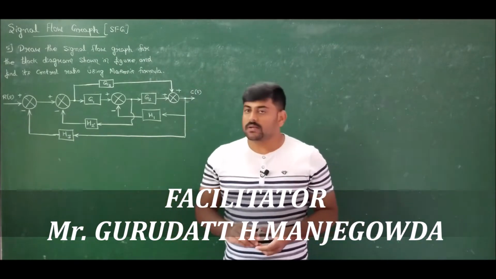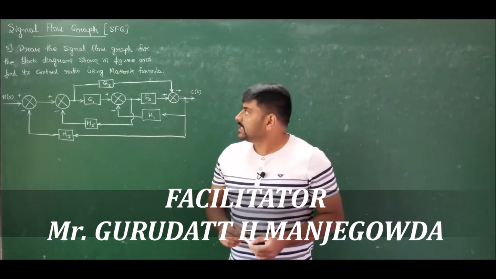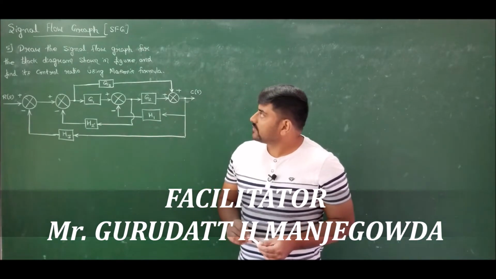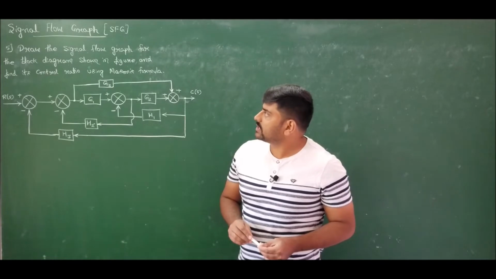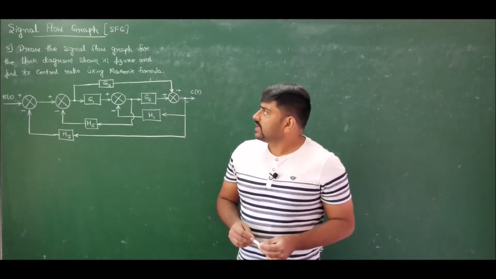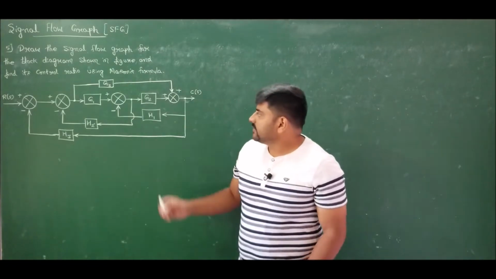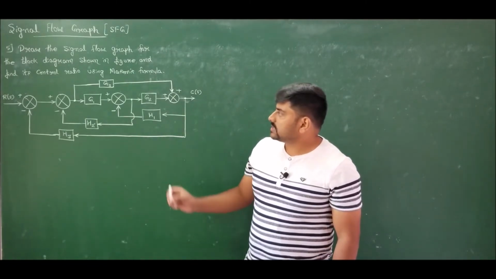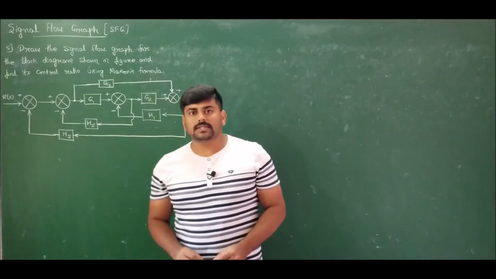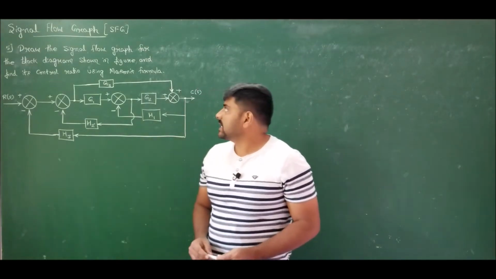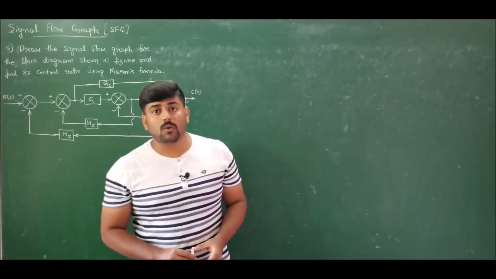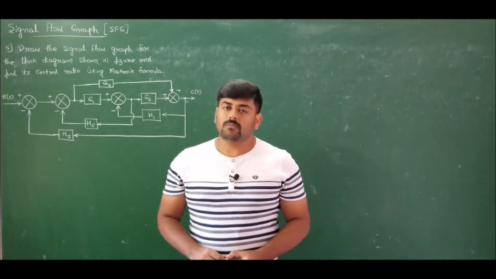Moving ahead, for the final problem of our discussion on module 2, that is problem 5 of signal flow graph, it states: draw the signal flow graph for the block diagram shown in figure and find its control ratio using Mason's formula. So this is the given block diagram for us. First, we should convert this given block diagram into signal flow graph. Then by using Mason's gain formula, we should determine the overall transfer function of this given block diagram.